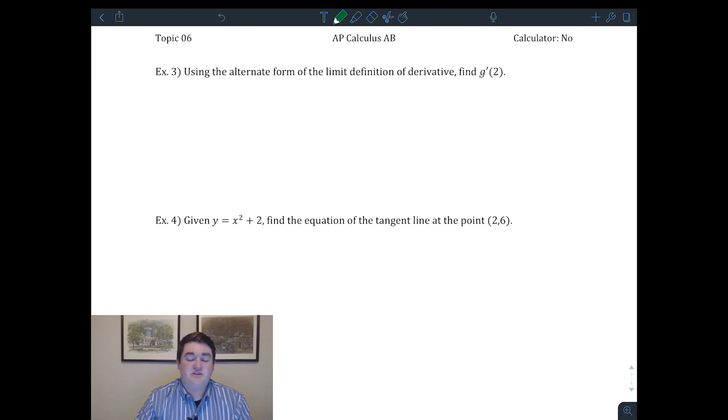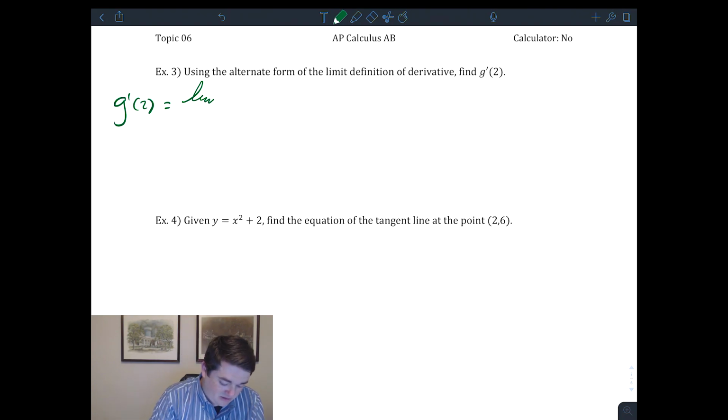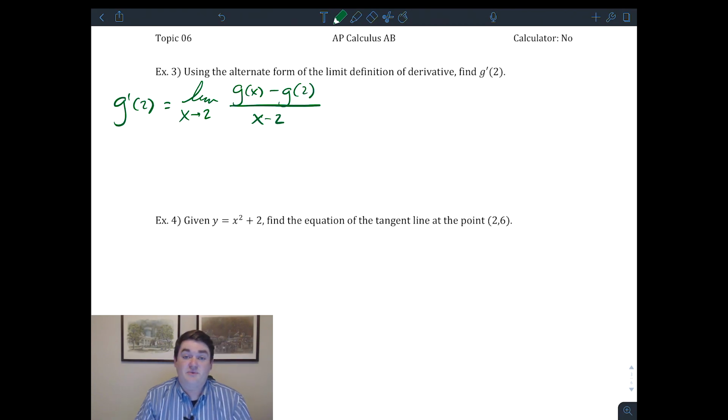Example 3 says, using the limit definition of derivative at a point, find g prime of 2. So same function as up above, but we're going to use the other definition from earlier. So g prime of 2 is the limit as x approaches 2 of g of x minus g of 2 over x minus 2. And again, I'm going to substitute. I'm going to combine like terms, cancel anything I can.